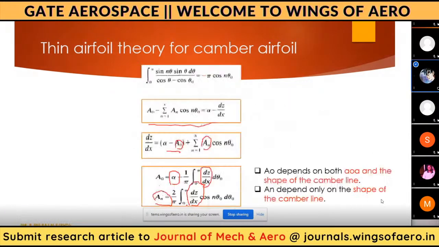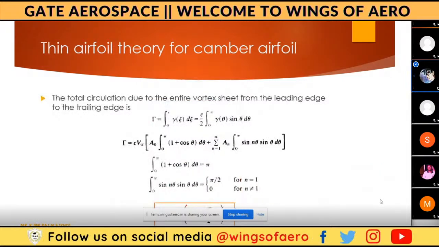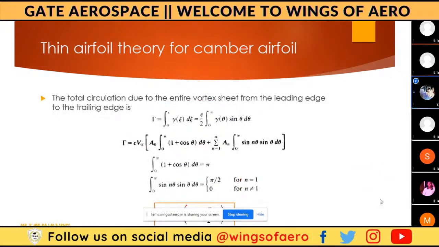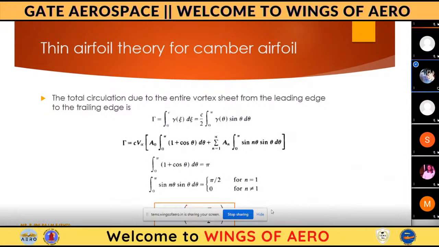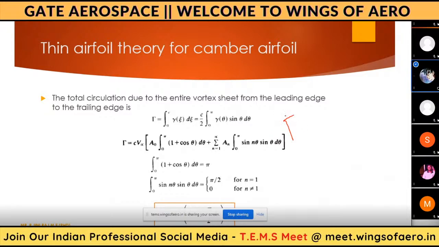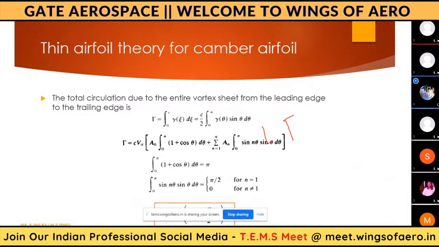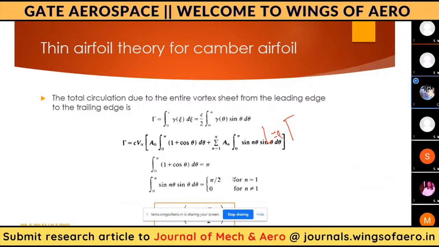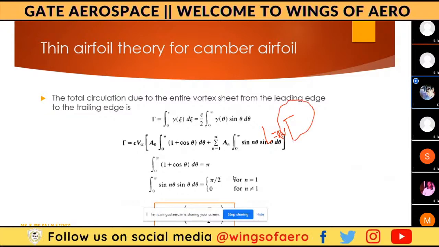So here, the main thing is we need to find the circulation. After finding the circulation, we will be calculating the lift by using the Kutta-Joukowski theorem. So, Kutta-Joukowski theorem: L equal to rho v gamma. This gamma is circulation. So first of all, we need to find the circulation.